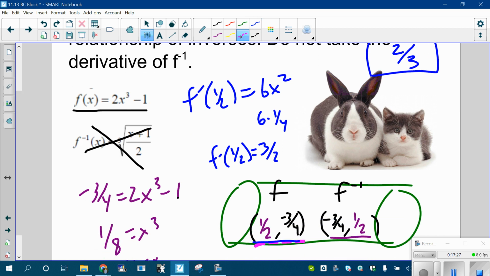Things about the derivative of f at this point tell me things about the derivative of the inverse at this point, namely they're the reciprocals of each other. So since f prime at this point is 3/2, the derivative of the inverse at this point is 2/3 at the buddy point. This is the buddy point.